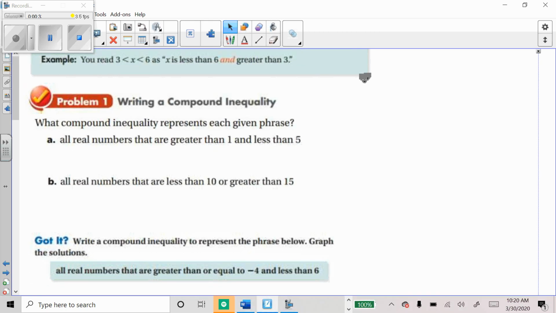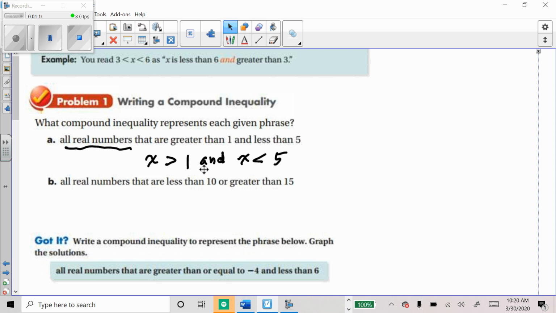It says, what compound inequality represents each given phrase? All real numbers that are greater than 1 and less than 5. That would look like this. So we're going to use an X to represent all real numbers. Now remember, those don't have to be whole numbers. They can be any kind of number, like integers, fractions, whatever. And it says greater than 1 and less than 5. So X meaning the same set of numbers are also less than 5.